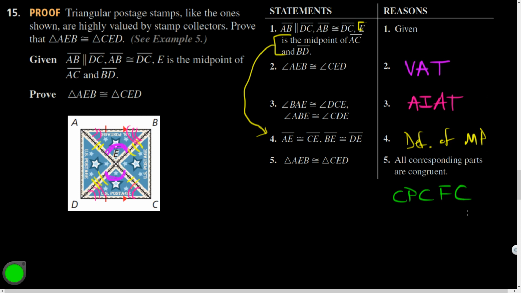Section 5.7 will be a similar theorem called CPCTC, in which it won't just apply to figures, it'll be only talking about triangles.